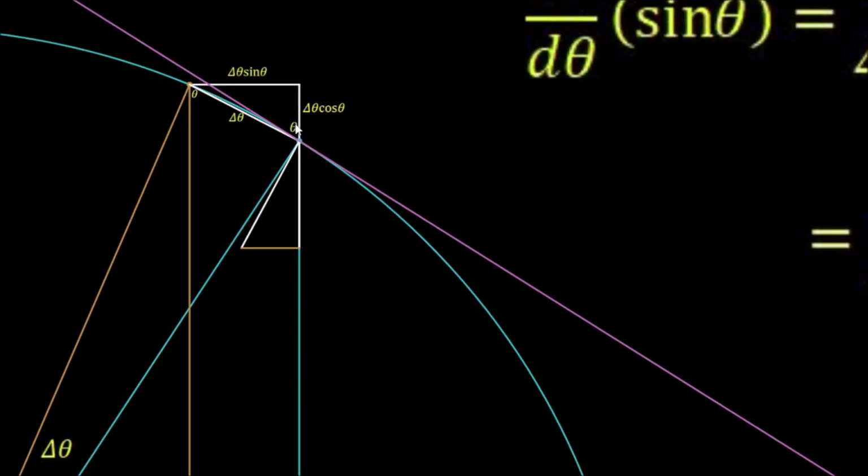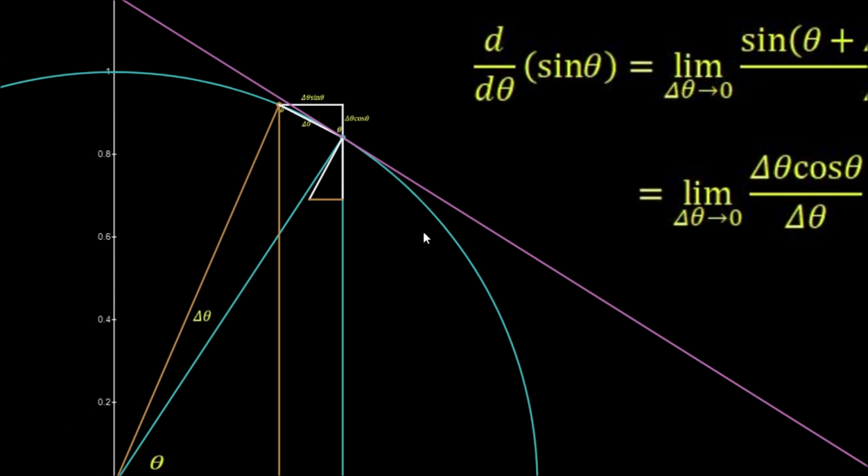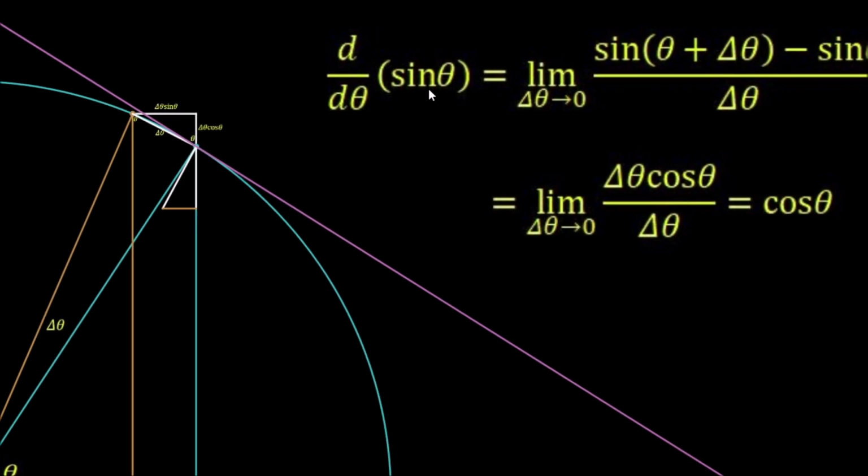And it can be seen very simply from this little triangle, and this little triangle tends towards, or is similar to, the large triangle as the angle theta here tends towards 0. Because as the angle tends towards 0, the tangent line here in pink will tend towards the white line here. So that's a simple derivation of the derivative of the sine of theta.